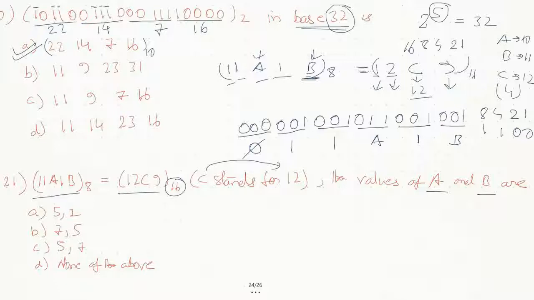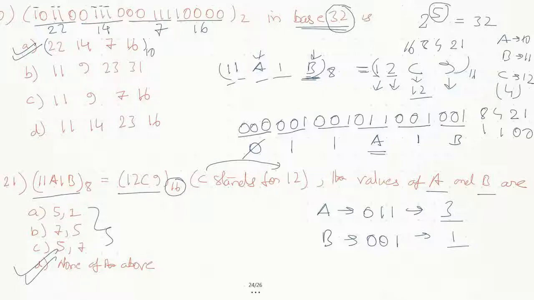So the possible value of A is 0, 1, 1, and the possible value of B is 0, 0, 1. Now this evaluates to 2 plus 1, 3, and this is 1, right? None of the options match over here, so the answer will be none of the above. Okay, now let's move to the next question.